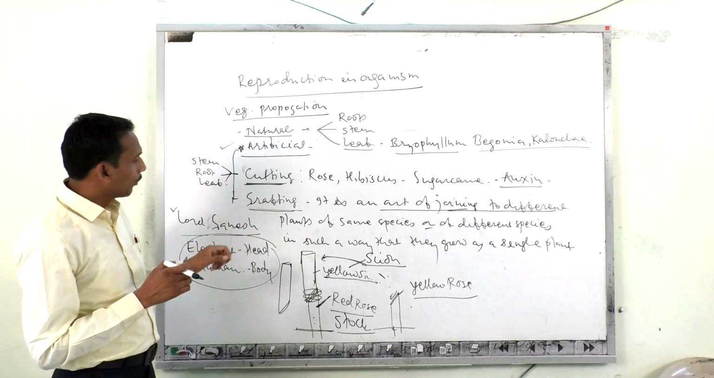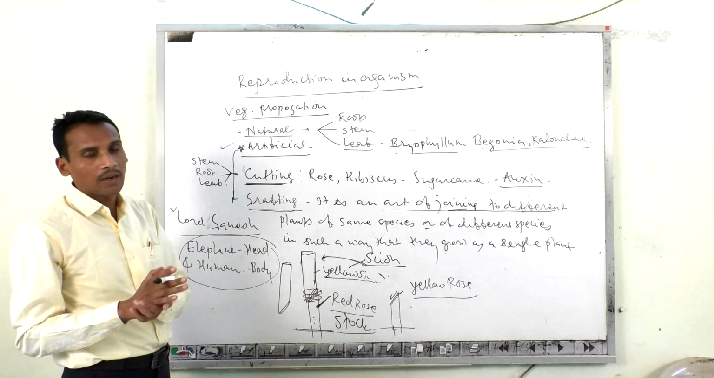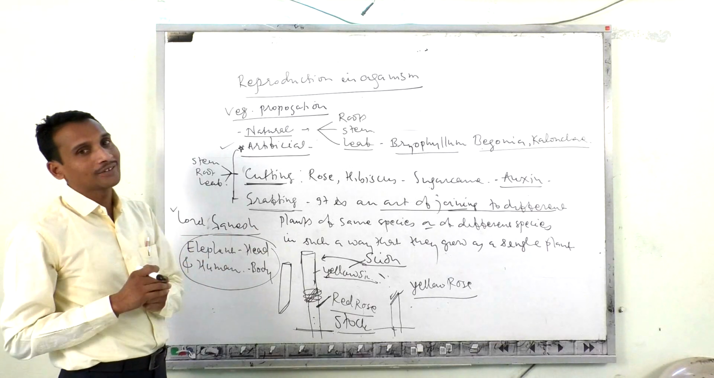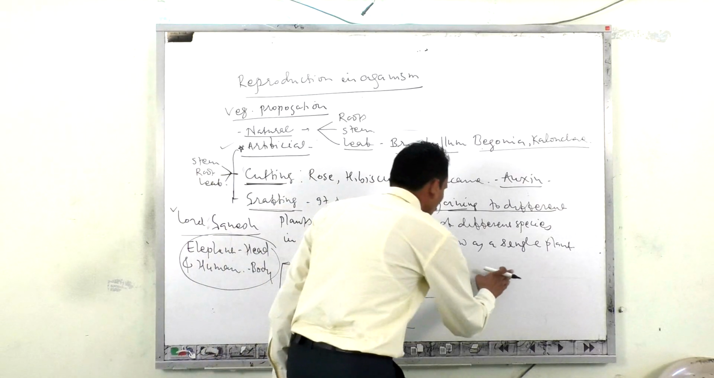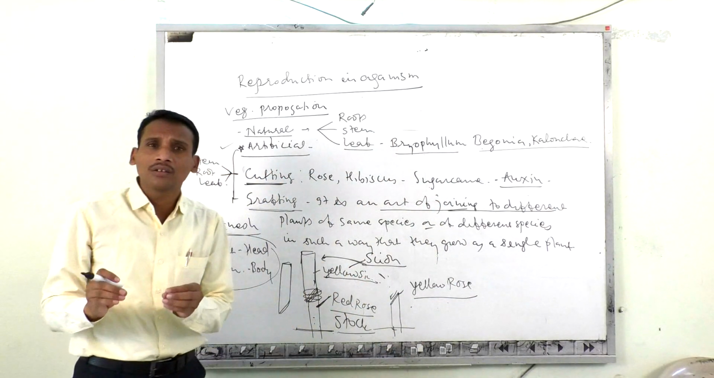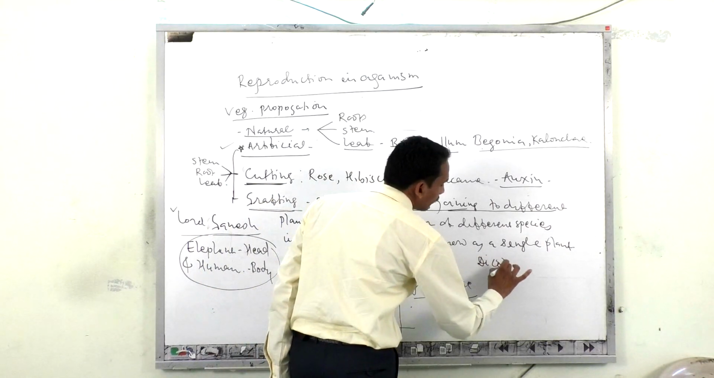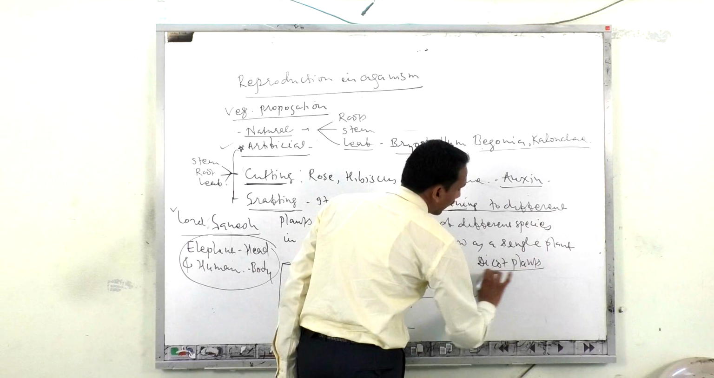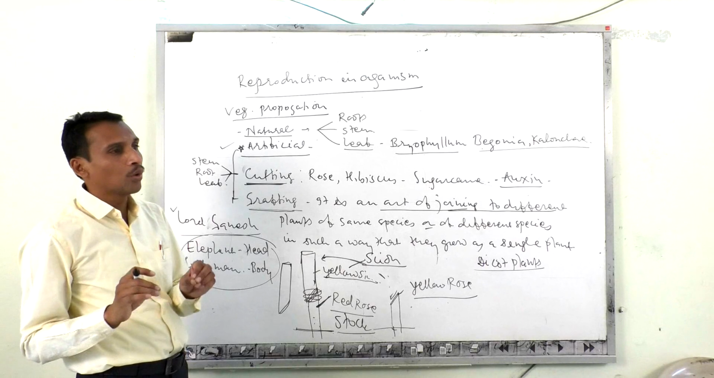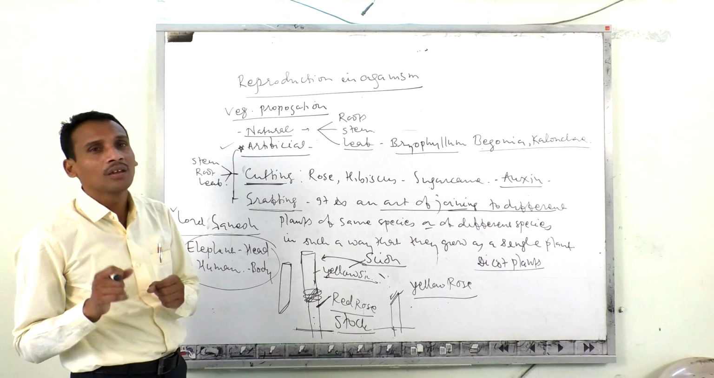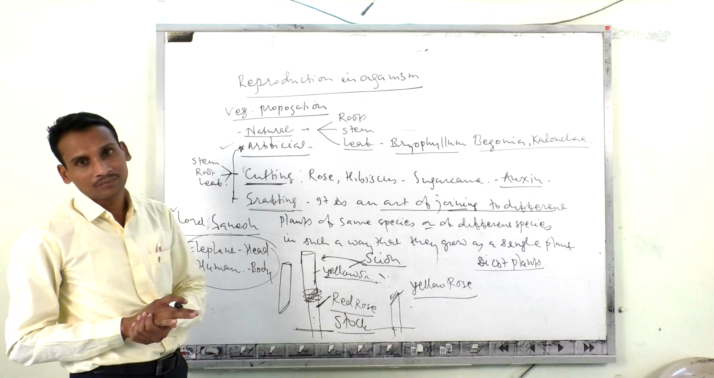In this particular grafting method, you have to combine two different plants in such a way that they grow as a single plant. That means they produce a composite plant. This practice is used in the case of only dicot plants. In monocots this technique is not applicable, because in monocots there is an absence of cambium.